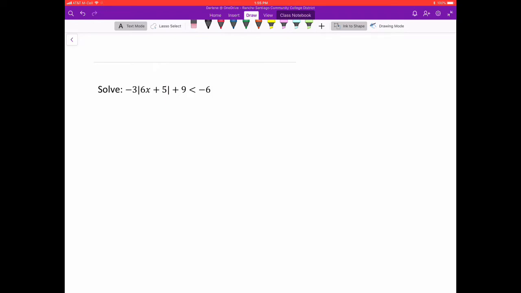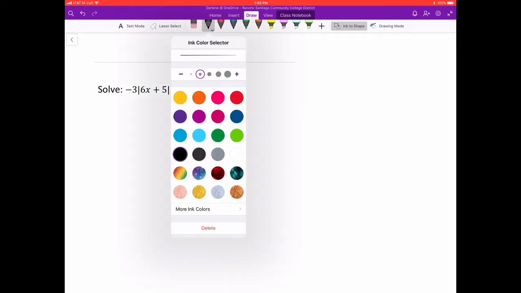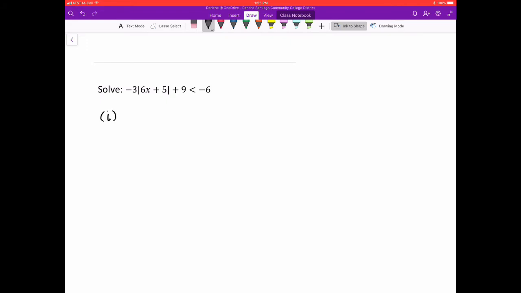In this problem, we have to solve this absolute value inequality: negative 3 times the absolute value of 6x plus 5, plus 9, less than negative 6. So the first thing we'll have to do is isolate the absolute value. So we'll have negative 3 times the absolute value of 6x plus 5, plus 9 less than negative 6.